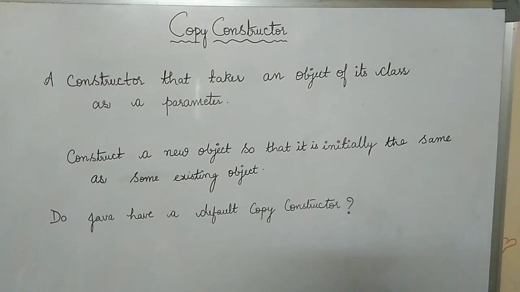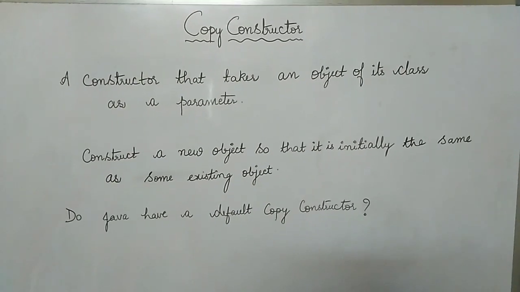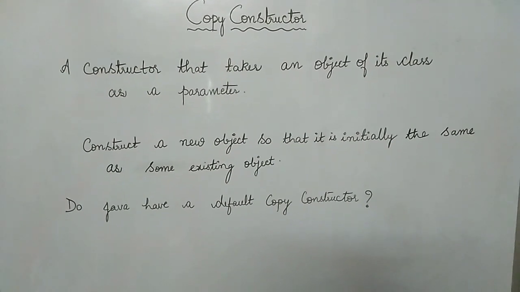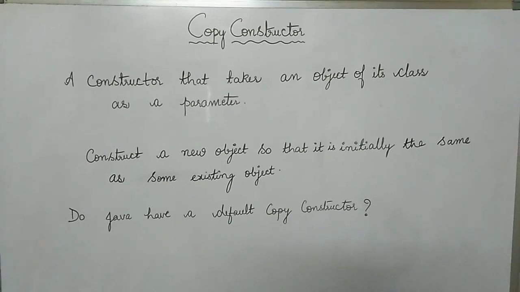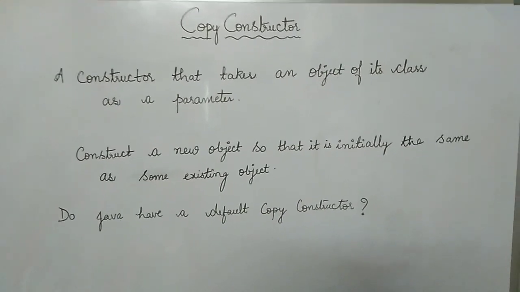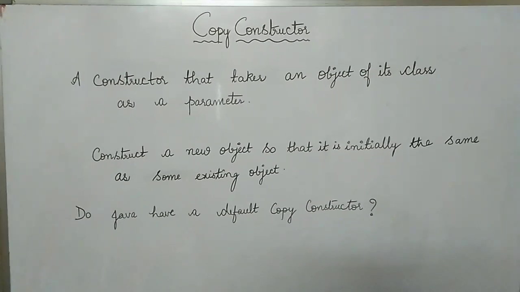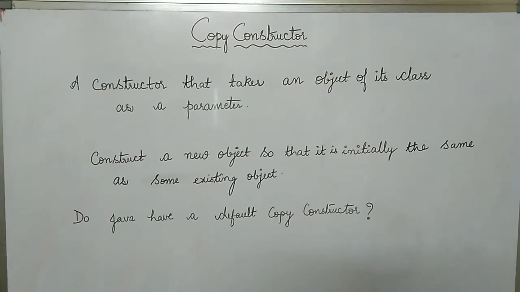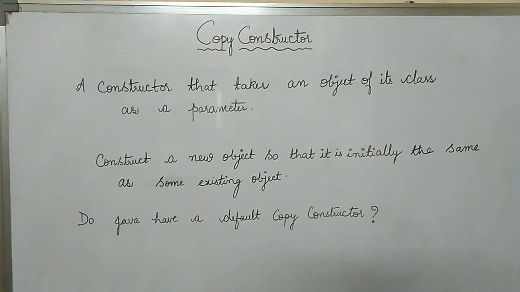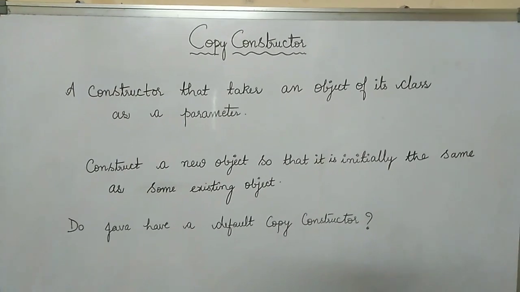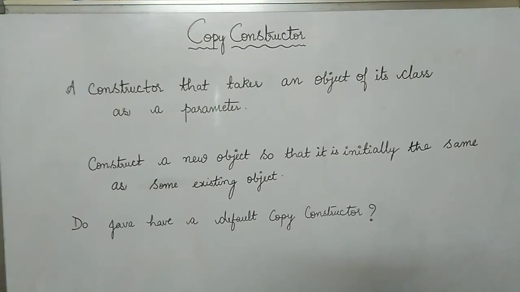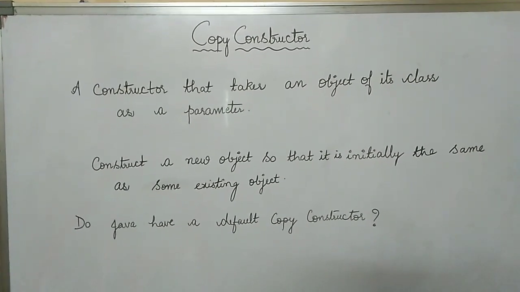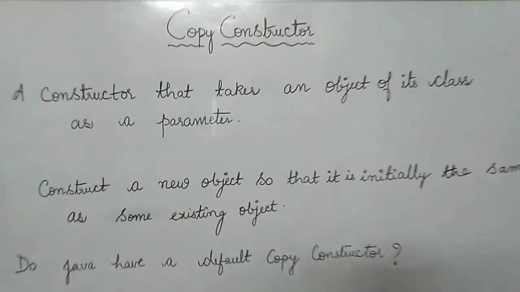You will need a copy constructor in your program when the existing object is very complex and you want the newly created object to be like the existing object. In that case, it will be very tedious to pass all those parameters and assign value by value. Rather than that, it would be easy to pass the object as a parameter into the constructor. That would make your job very easy. So that's the purpose of the copy constructor.